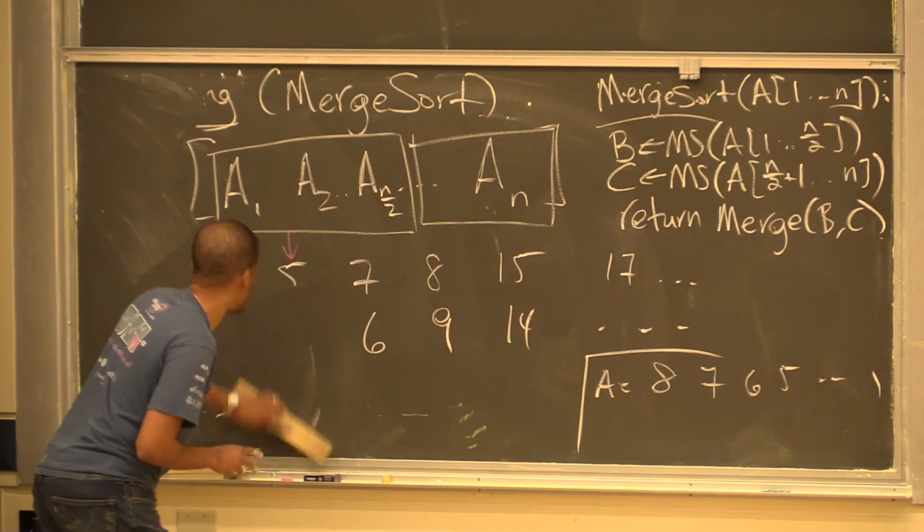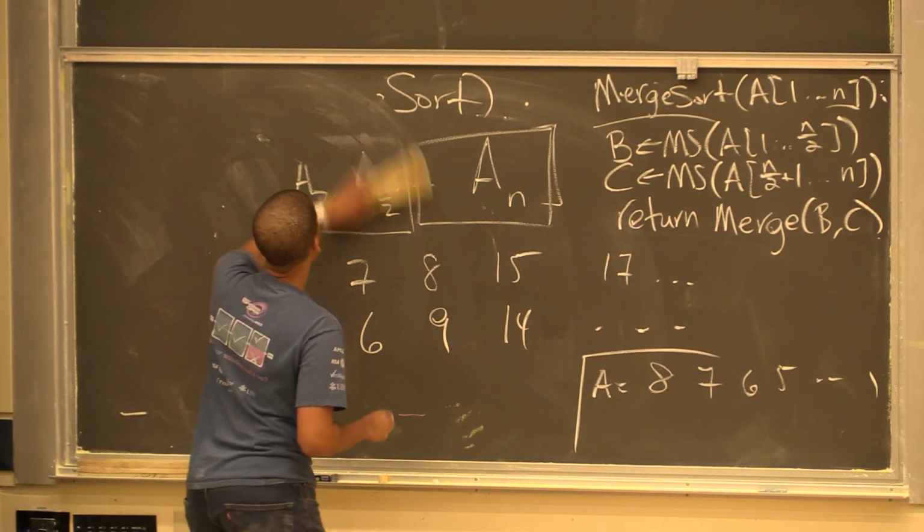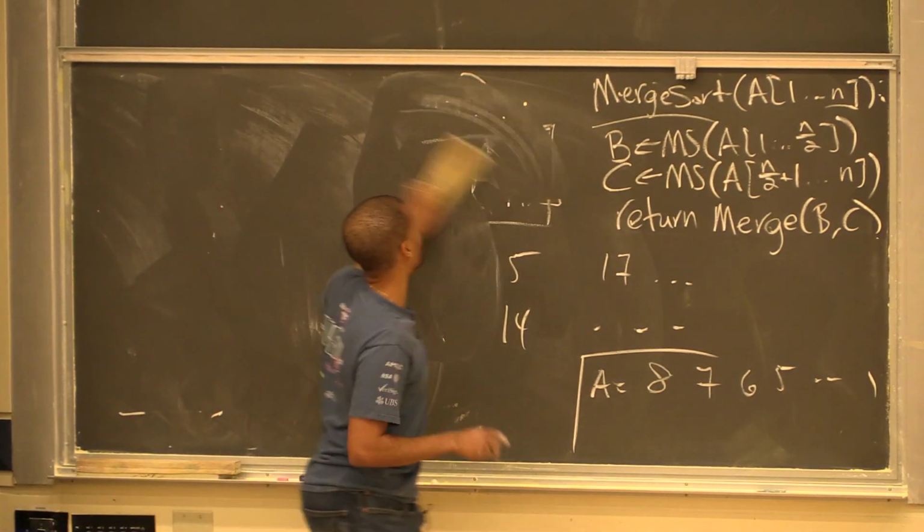Now, if you assume the comparison-based model, why then is n log n the best you can hope for?